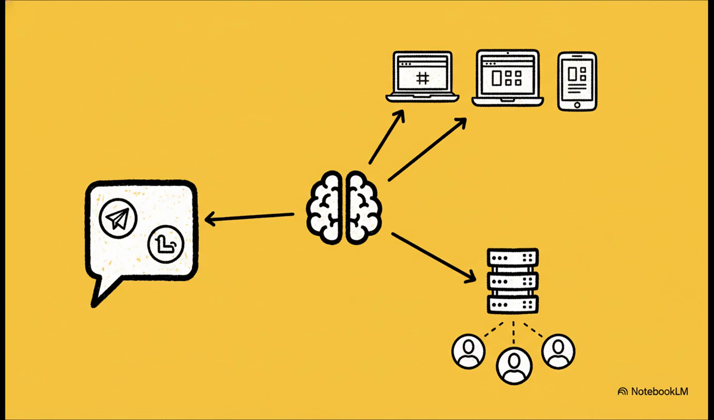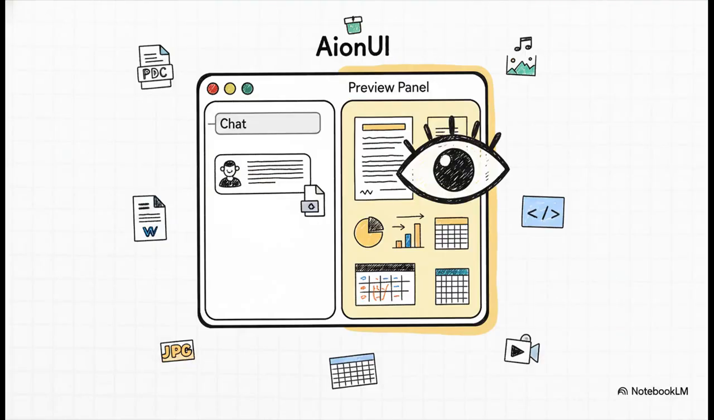And for the power users out there, it's totally server ready, so you can set it up for your entire team across the network. Here's another massive productivity boost. The preview panel. So when the AI generates a file for you, say a PDF, a Word doc, or a chunk of code, you can see it instantly right inside AionUi. No more switching apps. With support for over 9 formats, this is just a huge time saver.